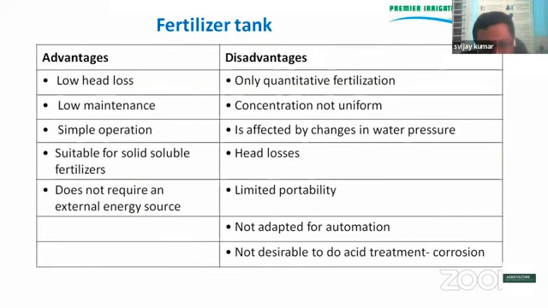So summarizing the advantages, it has low head loss and low maintenance. It's very simple to operate. It is suitable for applying water soluble fertilizers. It does not require any external energy source. You're going to use the same pump. Only quantitative fertilization can be done. The concentration is not uniform. It is affected by change in water pressure, like I told you. The main disadvantage is that the concentration varies from the beginning to the end.